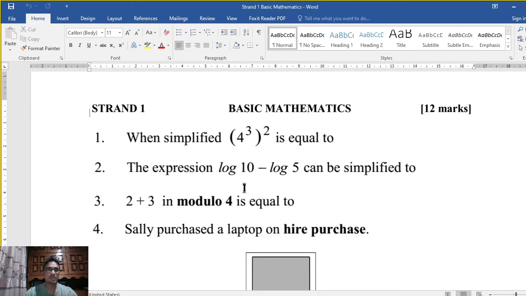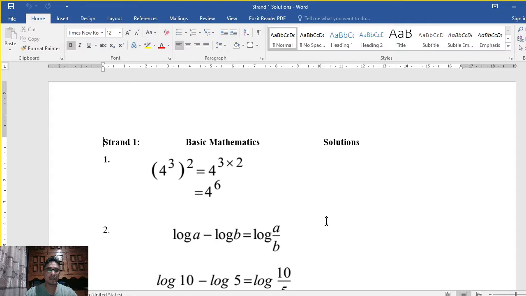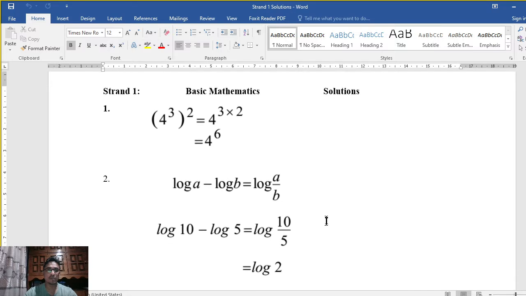Number 2, it says the expression log 10 minus log 5 can be simplified to. Now this is a very easy question. Log 10 minus log 5. So when you are subtracting, I hope you can still recall the rules that we have learned. If you recall, we have learned that log a minus log b is equal to log of a over b. Remember that. So if we have log 10 minus log 5, we can write this as log of what? 10 over 5, a over b. Okay, so log 2 is the answer.